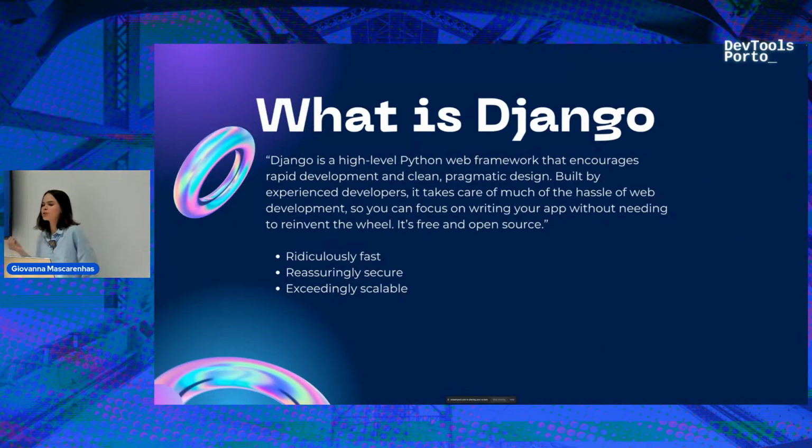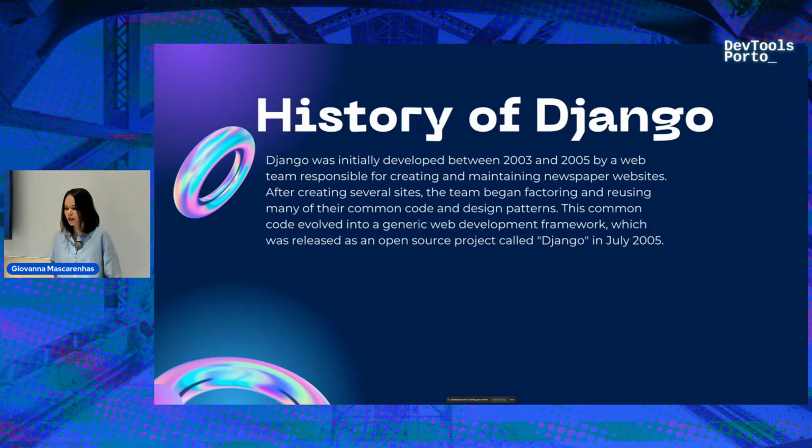So what is Django? Django is a web framework that was built by developers at a journal. It was an internal technology, but they decided to make Django open source and free for everybody to use. And it's true, it's super fast, super secure and scalable. This is the history of Django that I told you, that was created between 2003 and 2005 by the team at the journal.